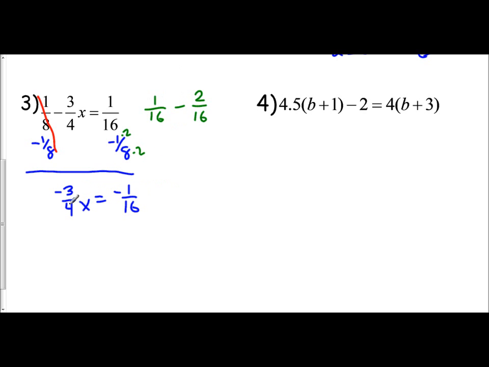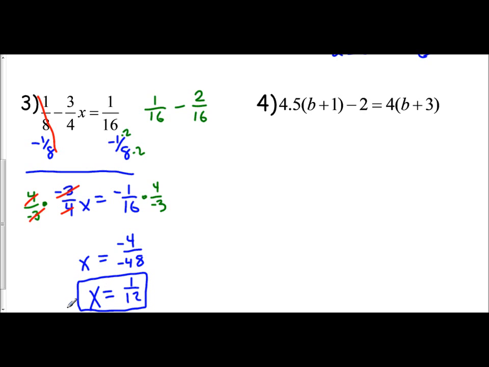The next step is to get rid of our coefficient. Now don't divide by a fraction. It's going to lead to errors in the future. What you do is you multiply by the reciprocal. Flip it, 4 over negative 3. Do it to the other side, 4 over negative 3. These cancel, and you're left with x equals, multiply across the top, negative 4, multiply across the bottom, negative 48. A negative and a negative is a positive, so we simplify it and we get 1/12. So x equals 1/12.